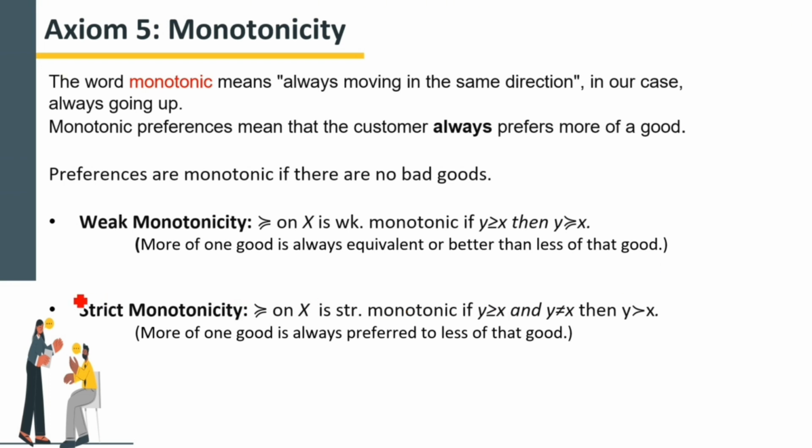And we have the next one, which is strict monotonicity. A preference relation on consumption set X is strictly monotonic if Y is at least as much as X and Y is not equal to X. Or another way we can say that Y has more of at least one good than X. We can combine these two together: Y has more of at least one good than X. Then Y is strictly preferred to X. So this axiom demonstrates that more of one good is always preferred to less of that good.